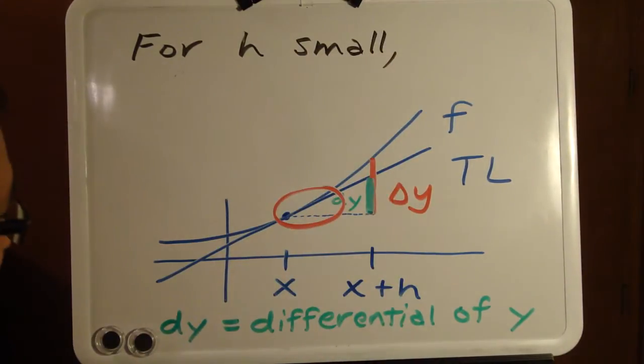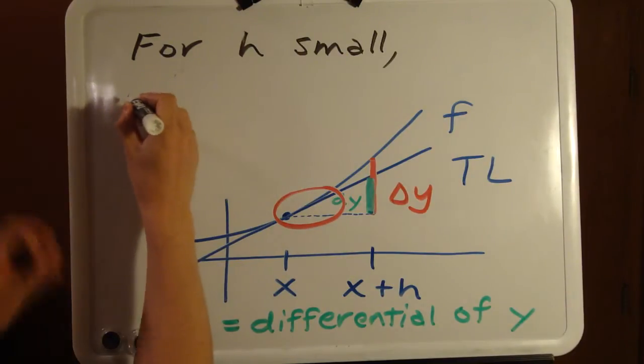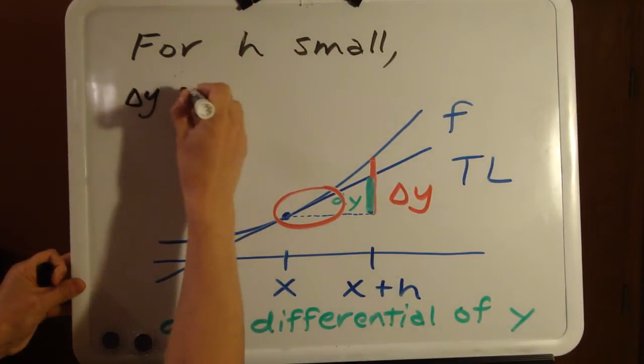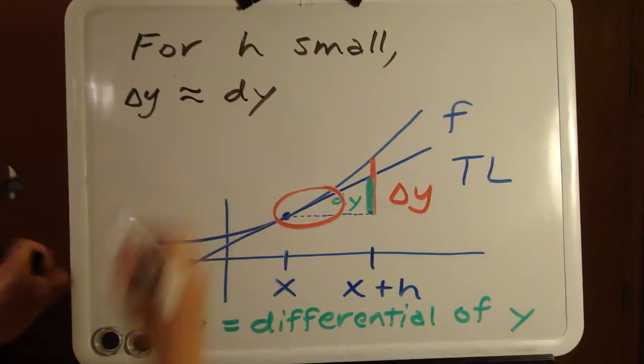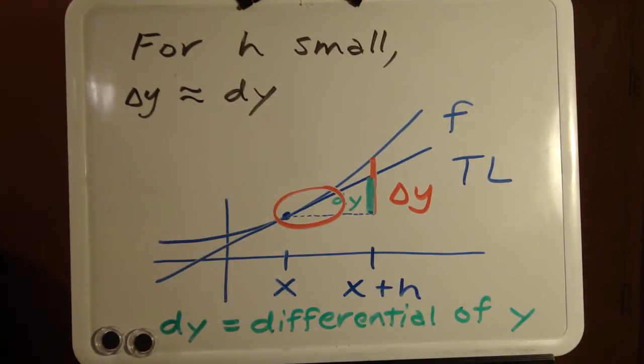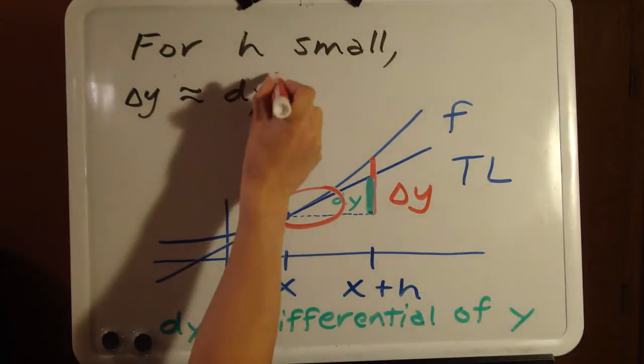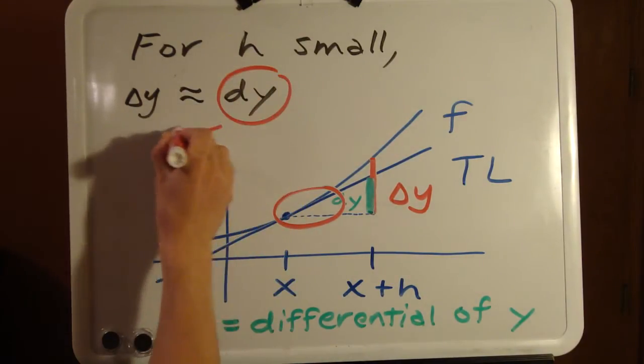So as long as the movement to the right is small, so for h small, you can see in the diagram that delta y is very, very close to dy. The reason this is significant is that in most applications, it's easier to work with a straight line than it is a complex function. So we're going to take advantage of this in trying to calculate this instead of this.